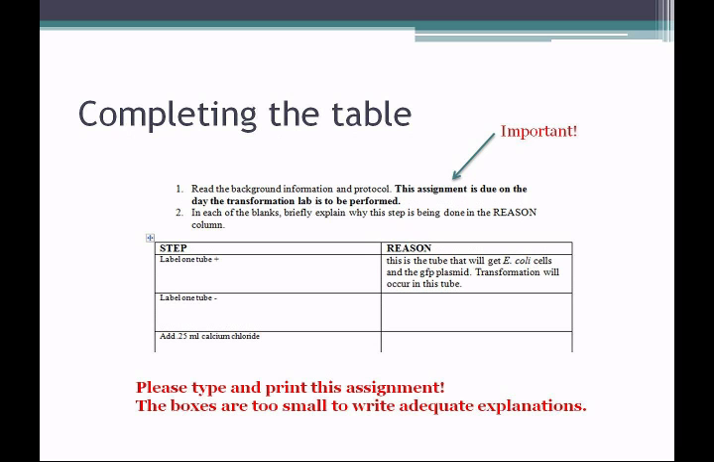So the first example is given to you. One tube is labeled with a plus. This is the tube that gets E. coli cells, and the plasmid transformation will occur in this tube.